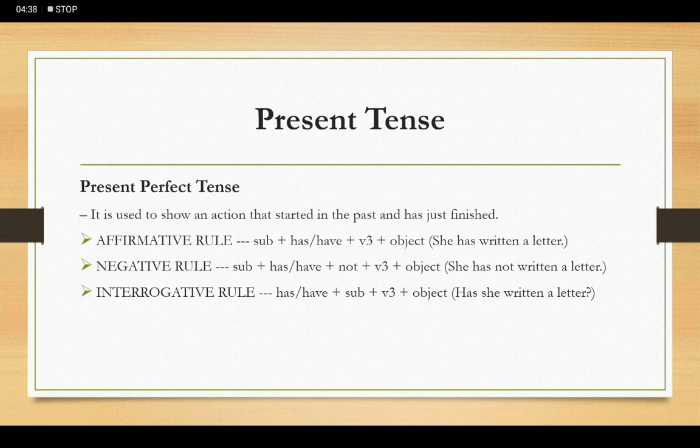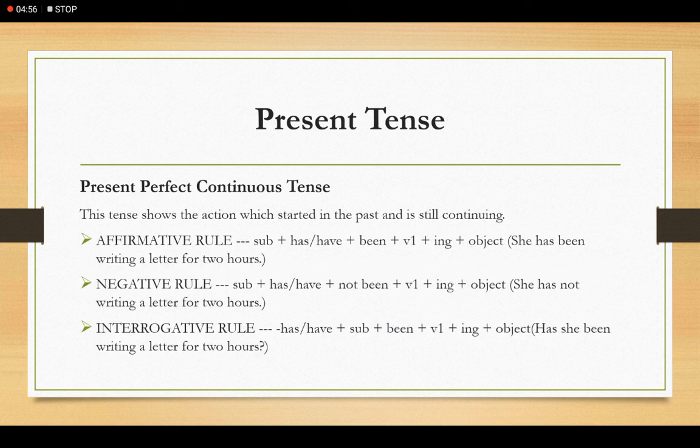She has written a letter. So we need to understand that she is not writing now. She has written a letter. Maybe she started writing the letter 15 minutes ago, or half an hour ago, or 1 hour ago, and now she has finished writing the letter.